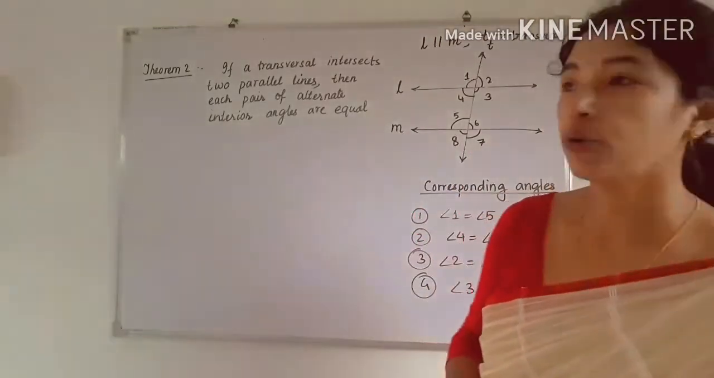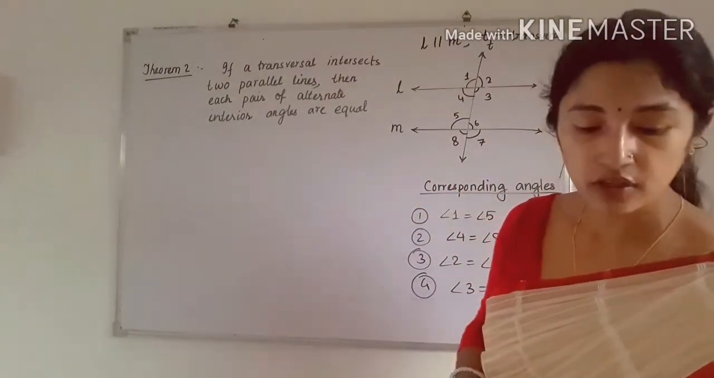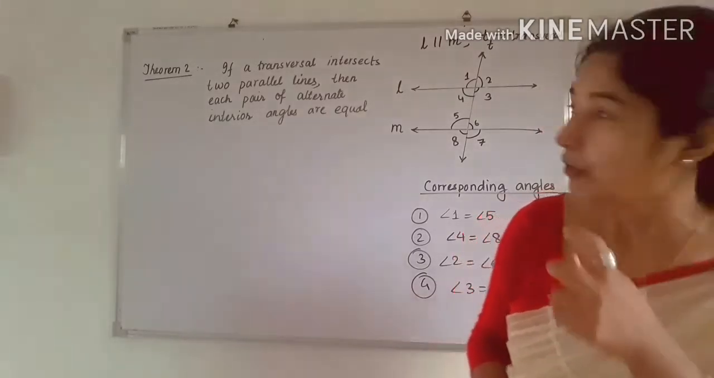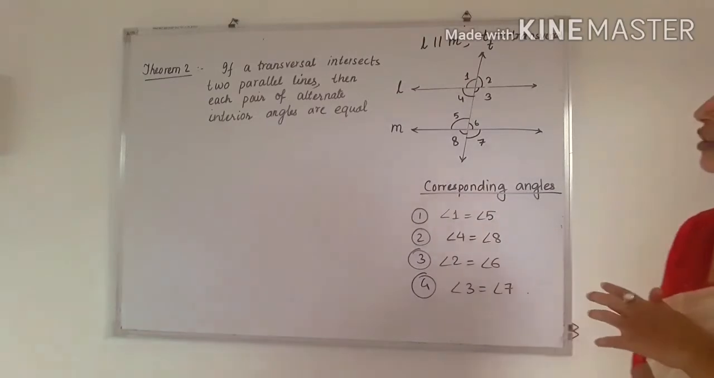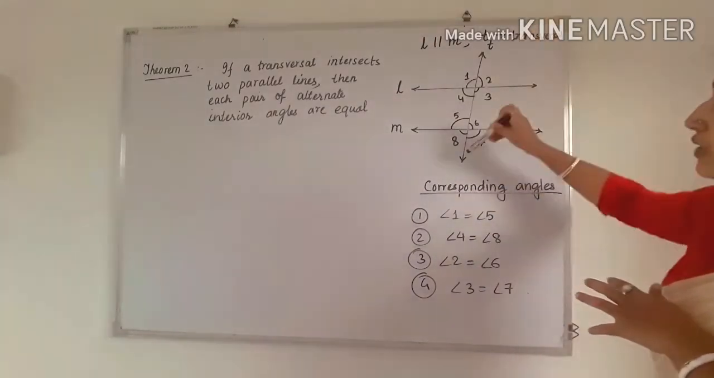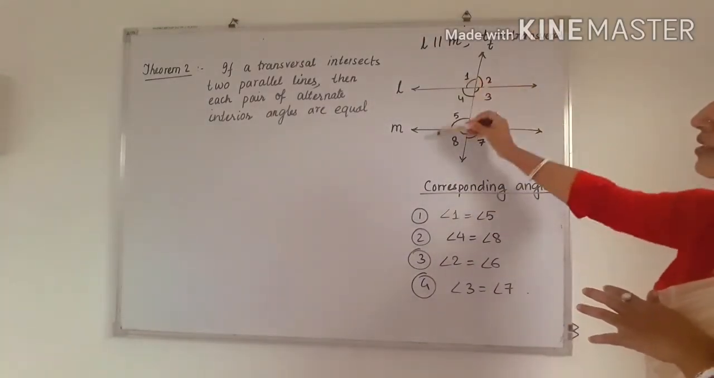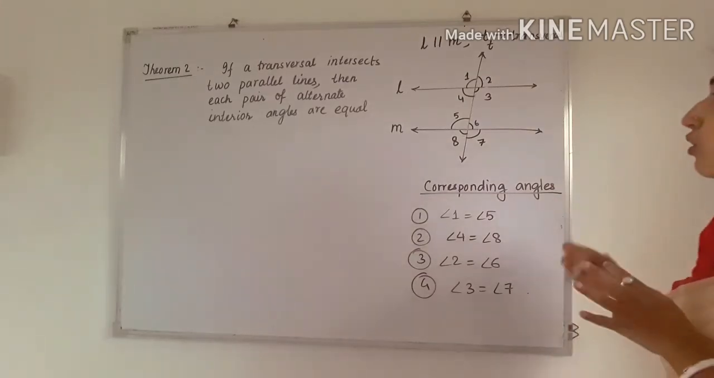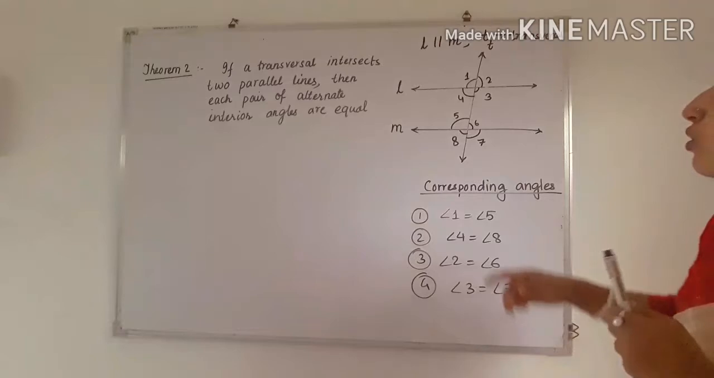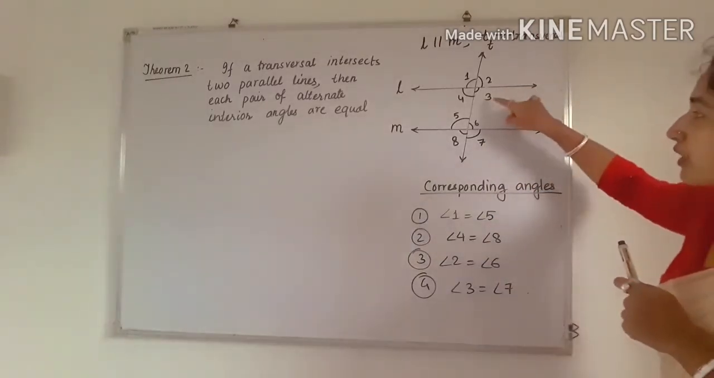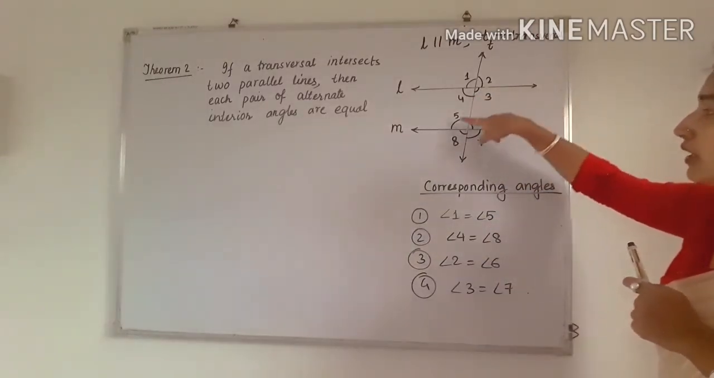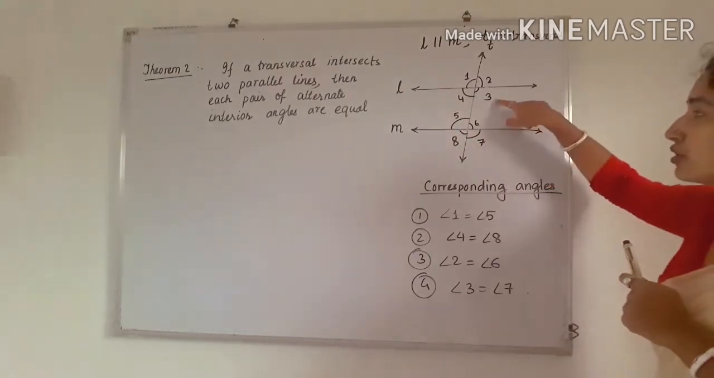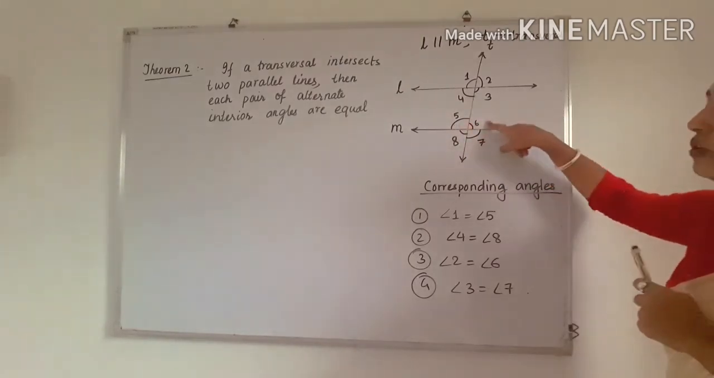So next, come to the theorem. Theorem number 2, already we have discussed theorem number 1 in the previous lecture. So now, theorem number 2 is what? If a transversal intersects two parallel lines, so this is the transversal and it is intersecting two parallel lines L and M, then each pair of alternate interior angles are equal. So what is an alternate interior angle? See, 3 will be alternate to what? 5. Similarly, 4 will be alternate to what? 6. So 3 is equal to 5 and 4 is equal to 6.